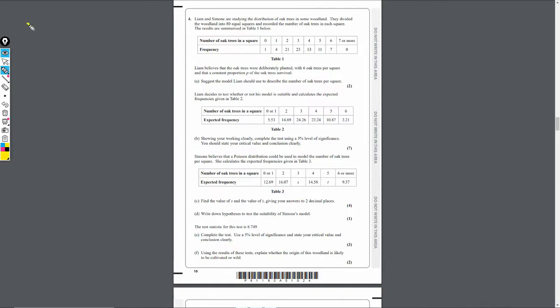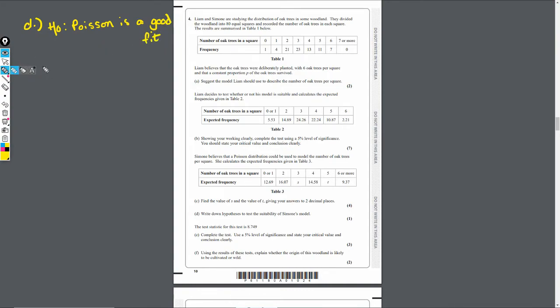So part D. A similar question here. We have to write down the hypotheses to test the suitability of this model. So just like we did with part B, I've got my two hypotheses. H0: we're testing whether the Poisson distribution is a good model, or a good fit, for the distribution. Remember H0, that is a good fit. So Poisson is a good fit for the distribution.